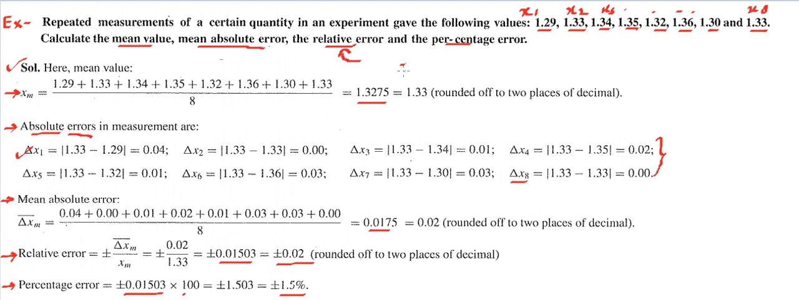But in this particular example, you should be able to understand how to get the mean value, how to get the absolute error in each observation, and how to get the mean absolute error. If you are able to find these, you might get one question in the examination based on the mean value, absolute error value, or mean absolute error value. Okay, now let's go to the next slide and talk about relative error and percentage error in terms of their formulas.